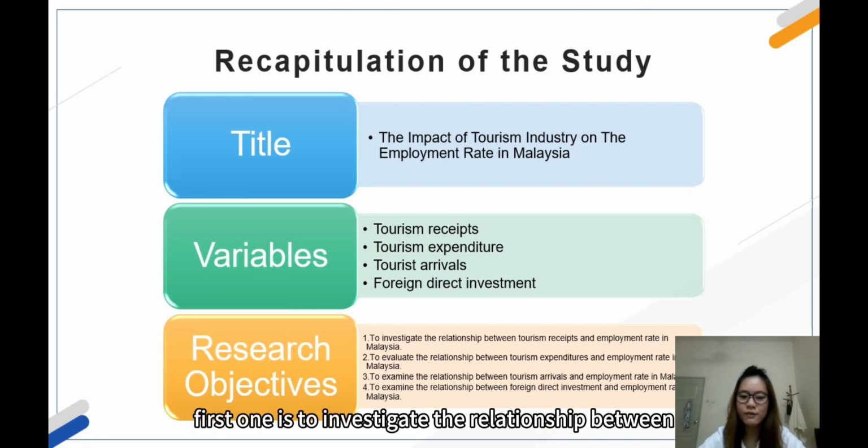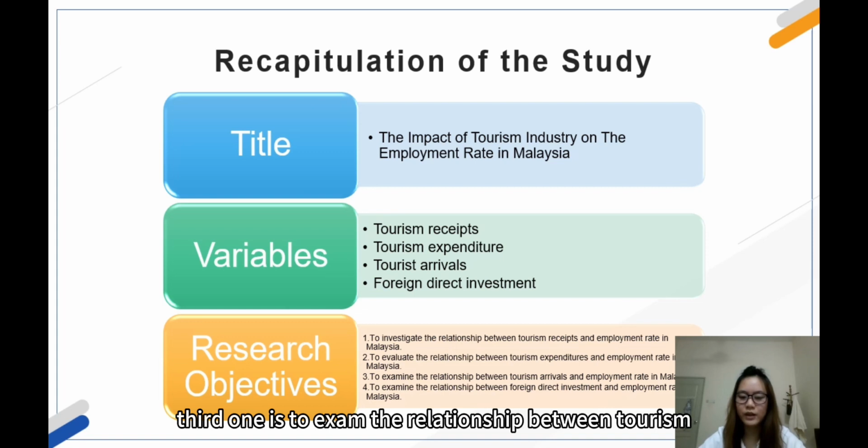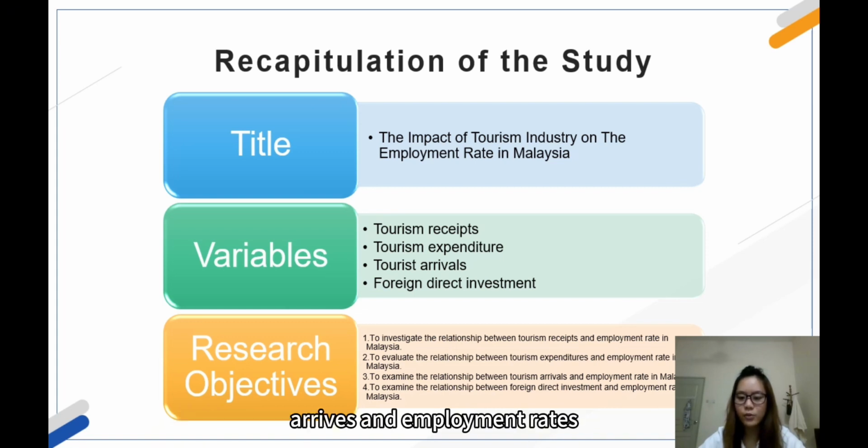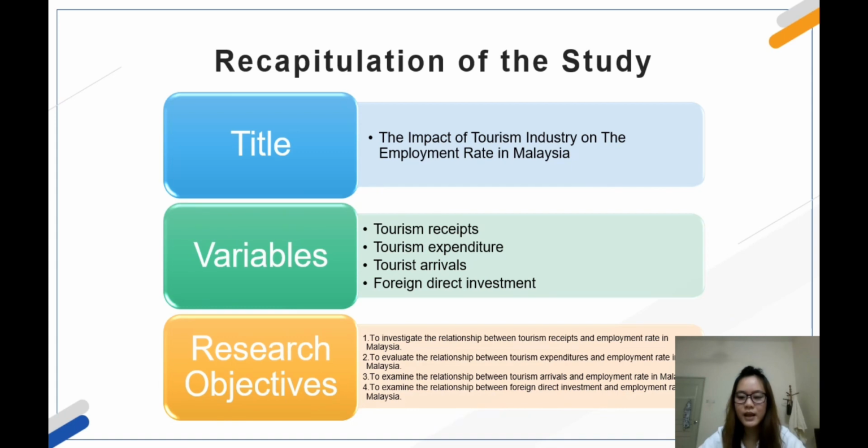First one is to investigate the relationship between tourism receipts and the employment rates in Malaysia. Second one is to evaluate the relationship between tourist expenditure and the employment rates in Malaysia. Third one is to examine the relationship between tourist arrivals and the employment rates. The last one is to examine the relationship between foreign direct investment and the employment rate in Malaysia.